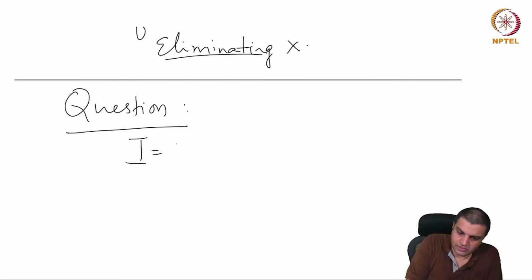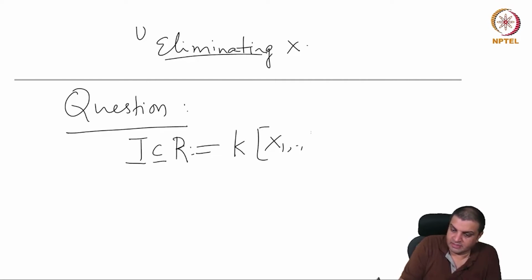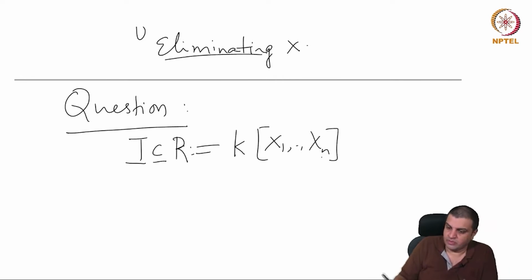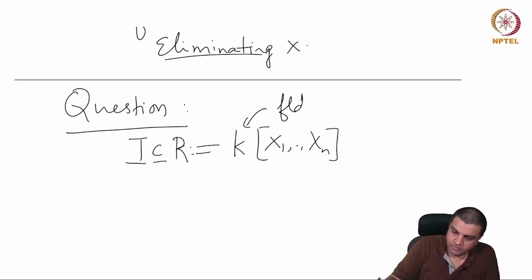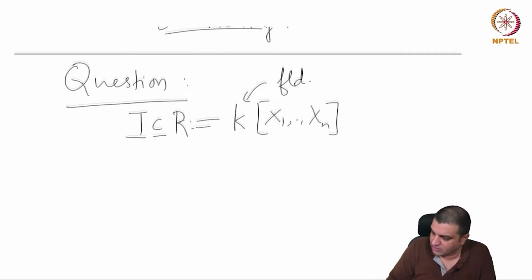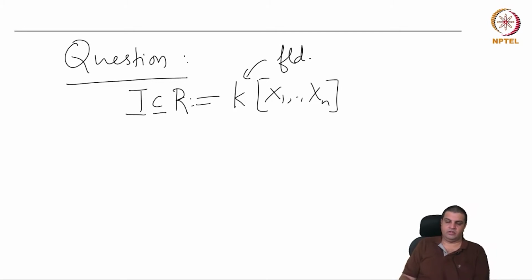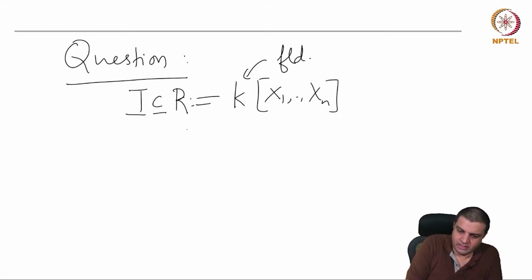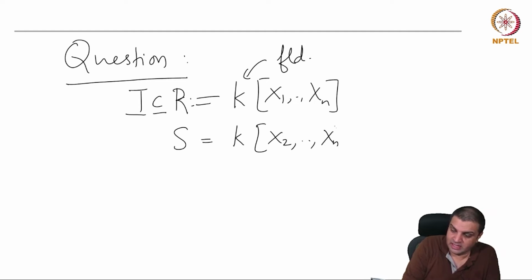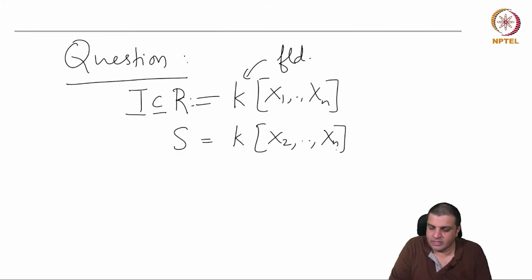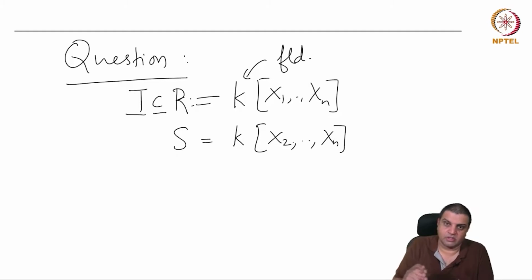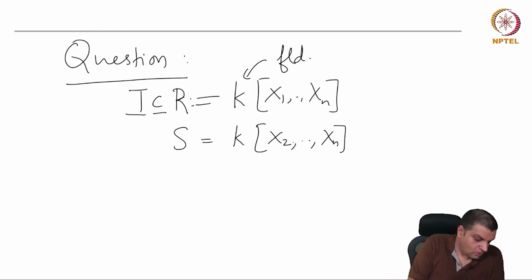So I is an ideal of R, which is a polynomial ring in some finitely many variables, x1 through xn, over a field as usual. And again, no assumption that it is algebraically closed. And S is the polynomial ring in one fewer variable. So in the earlier linear equation case, it was x, y, z, and we leave out the first one and just ask for y, z. That's what we're doing here.